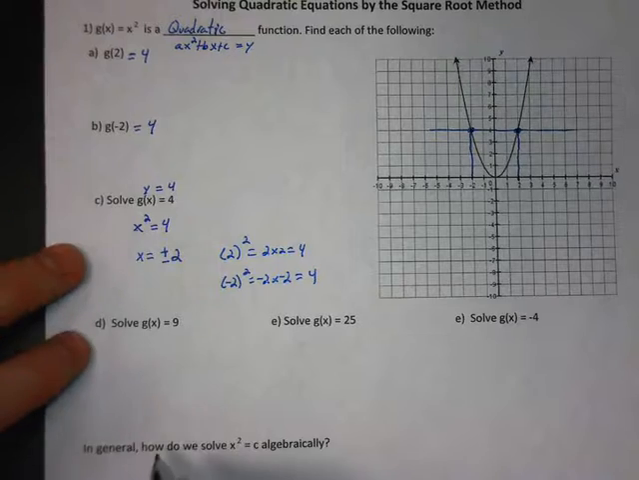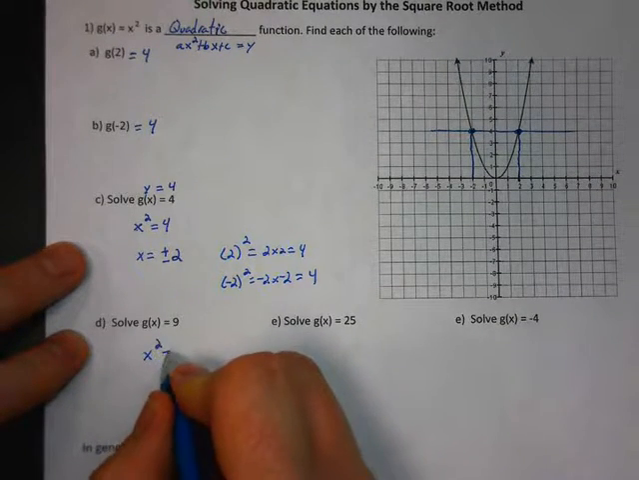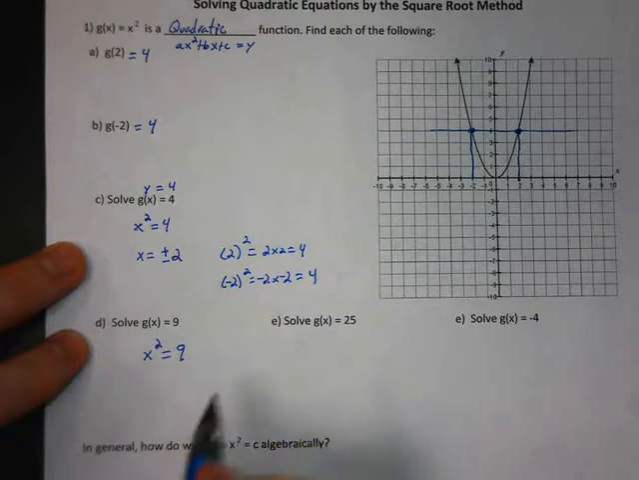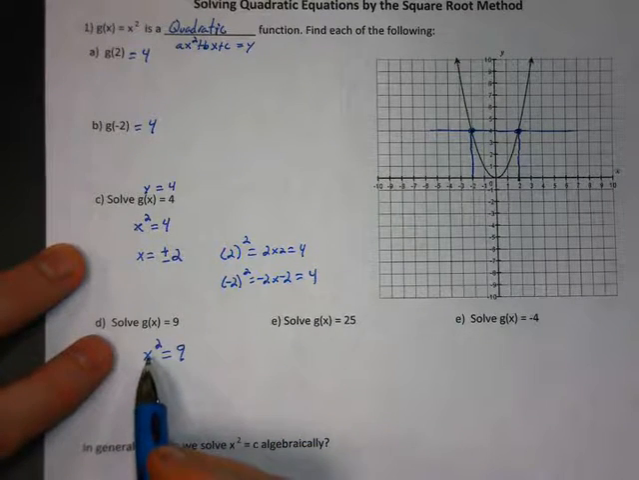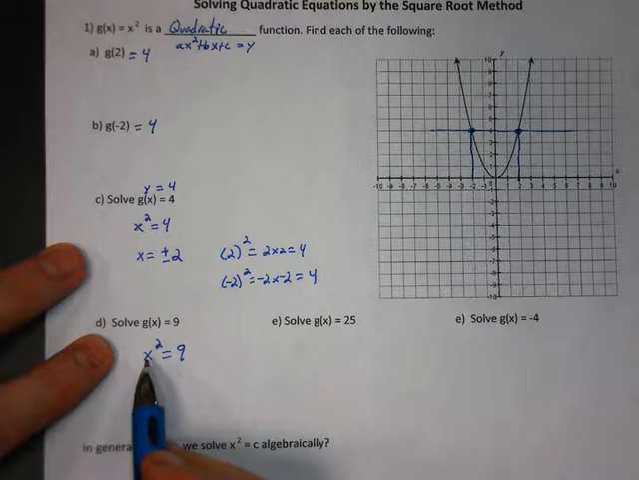Okay, part D, solve g of x equals 9. So that's saying x squared equals 9. So what x values can you substitute into your function to get 9 for an answer? Or what number or numbers can you multiply by itself to get 9? Well, we know that 3 squared gives us 9, because 3 times 3. But also negative 3 will work.